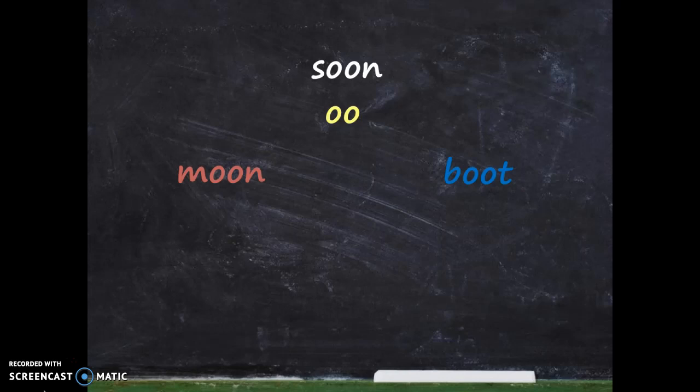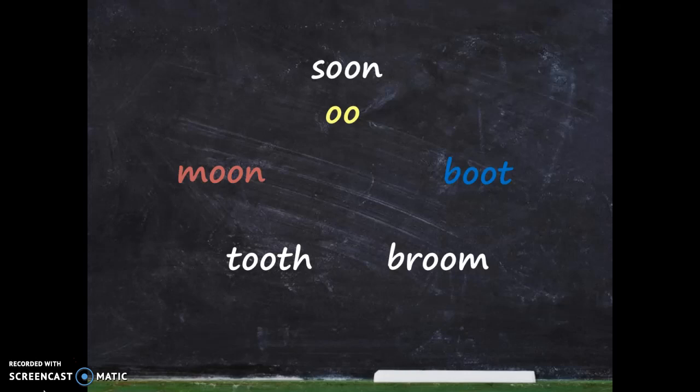See how I used an oo word? Now, I would like you to practice with the words tooth and broom. Do you think these words have the same sound or a different sound? Pause this video, say each of these words, and then I want you to tell me if they have the same sound or a different sound. Come back to the video when you think they are the same or different.